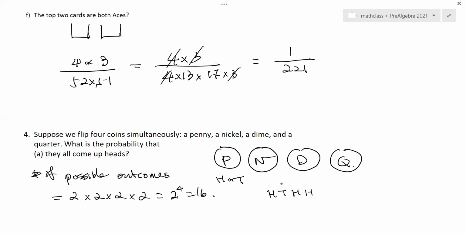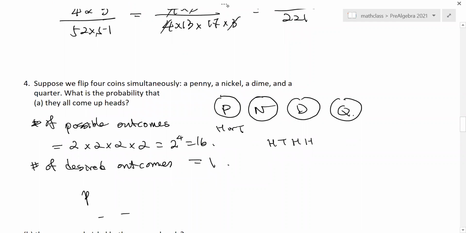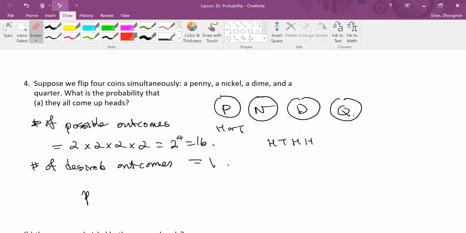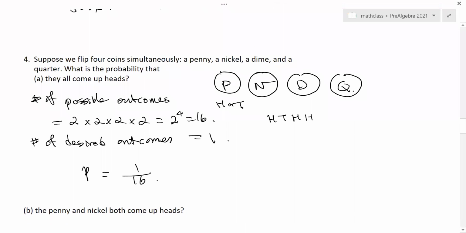But the number of successful outcomes, which are also called desired outcomes, in this case is only 1, because all of them come up heads. So just H, H, H, H. So that's only 1, and that's why the probability is going to be 1 over 16. Okay, so let's understand this first. 1 over 16 is the answer. So now let's do the second problem.